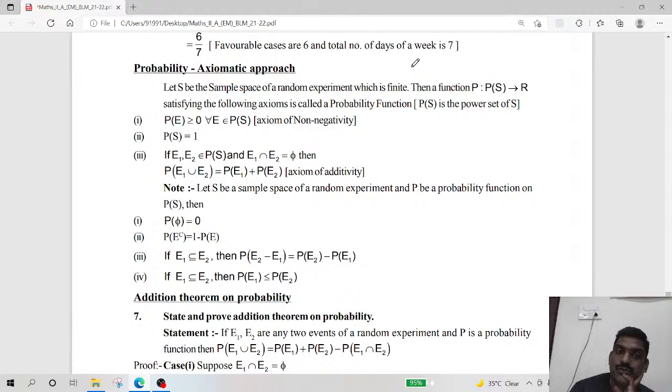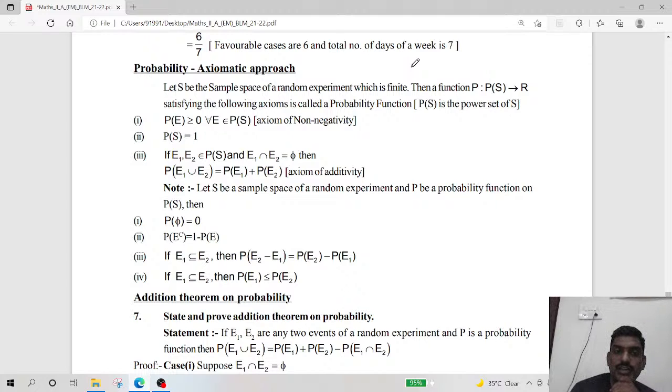Probability, axiomatic approach. Axiomatic approach means, like this, set theory formulas are there, no? Those formulas we can apply here also. P of E greater than or equal to 0 for all E belongs to P of S. P of S is equal to 1, where S is the sure event. We can call it the power set of set S.